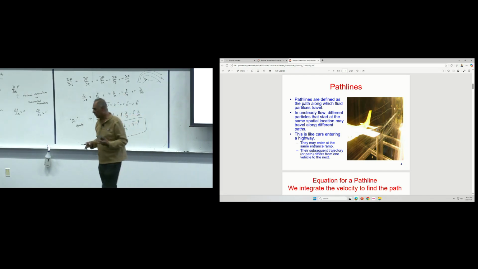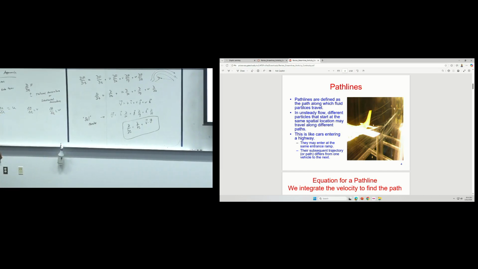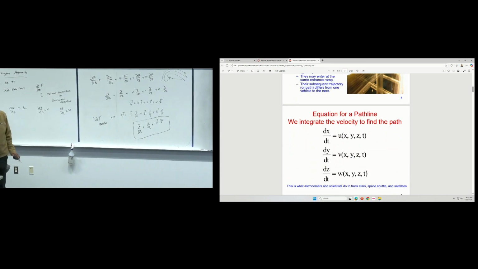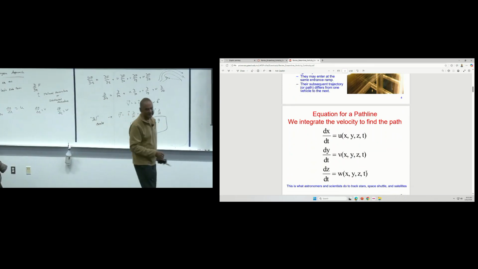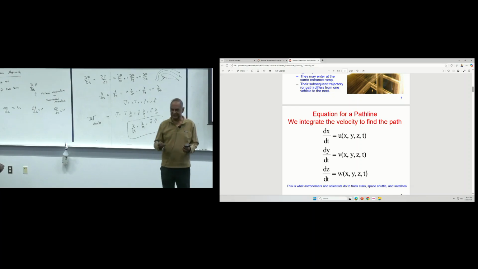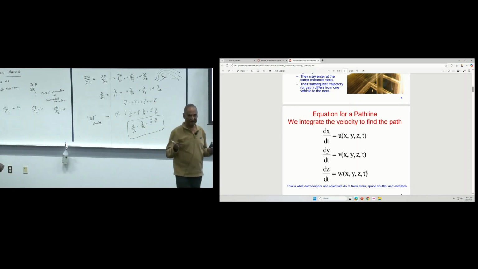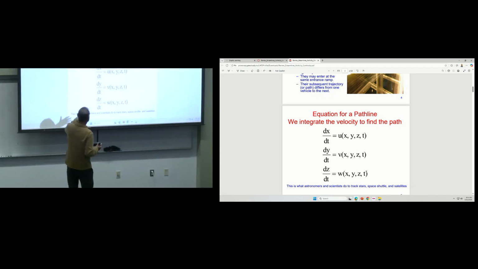Okay? So how do I define the path line, or what is the equation I use? I just integrate the UVW as a function of time, integrate the velocity, and get a position. This is like an inertial guidance system on a car or on a spacecraft or even an aircraft. Sometimes you'll keep track of where you are in space in an XYZ coordinate system.